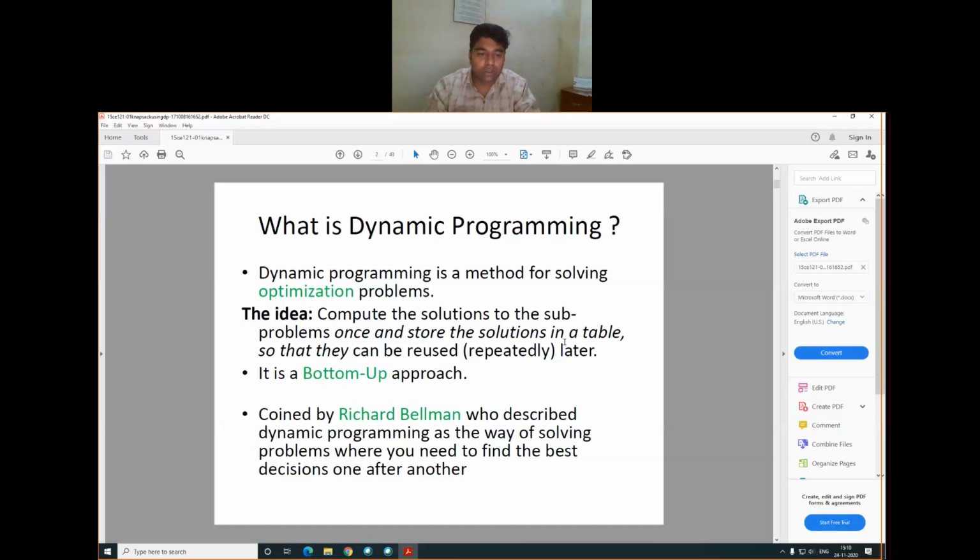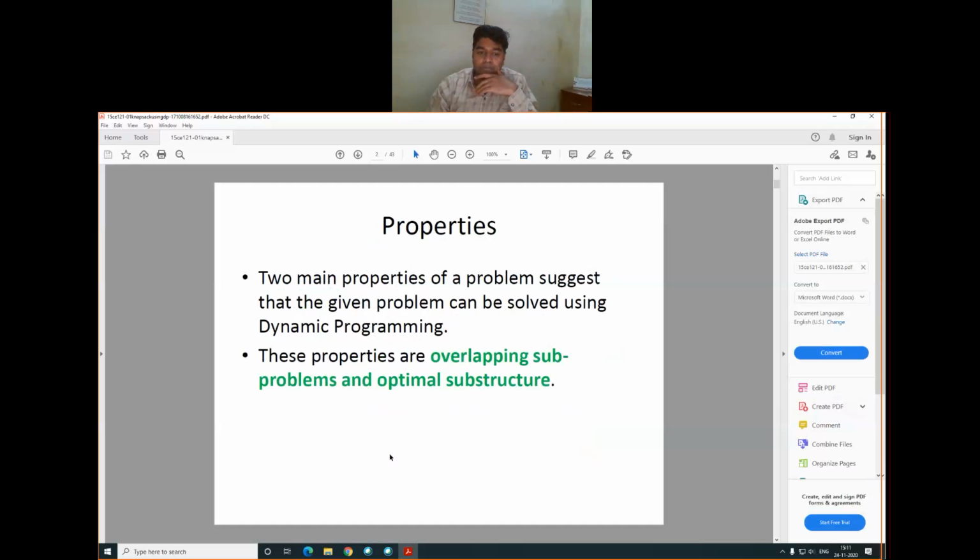Clear? So let me start. This term was coined by Richard Bellman, who described dynamic programming as a way of solving problems where you need to find the best decision one after another. So this is all about dynamic programming. I think you are all clear on what dynamic programming is. It is an optimization problem approach, bottom-up, using a table: solutions to subproblems are computed once and stored in a table, and then they are reused later as required to maximize the profit.